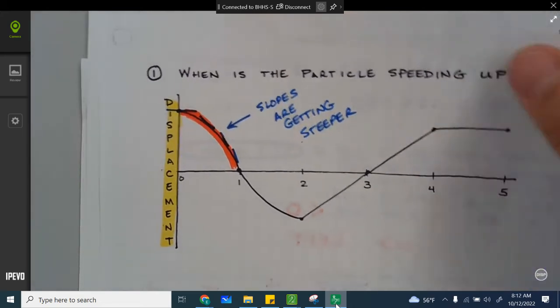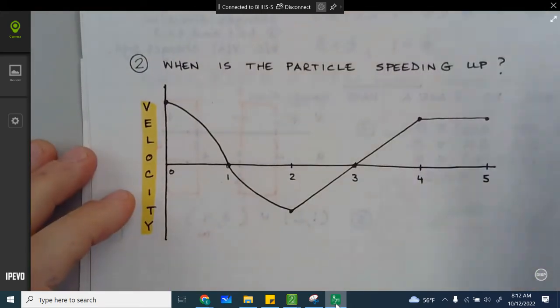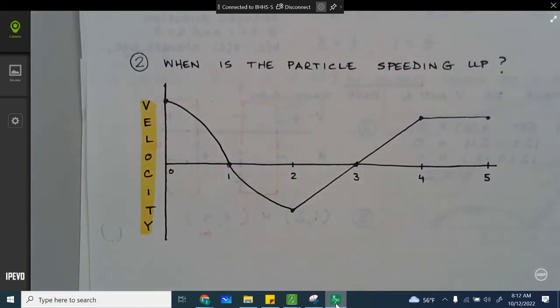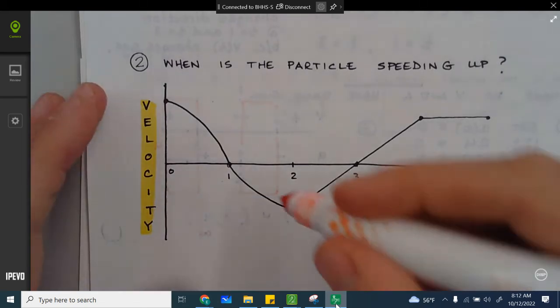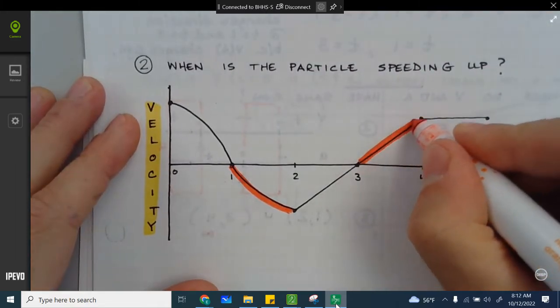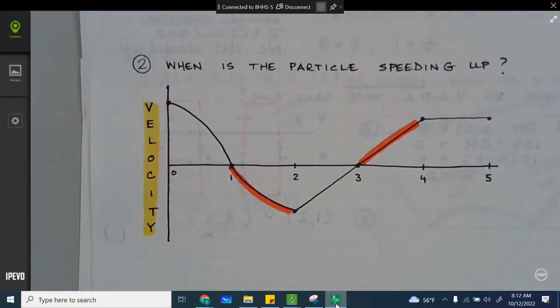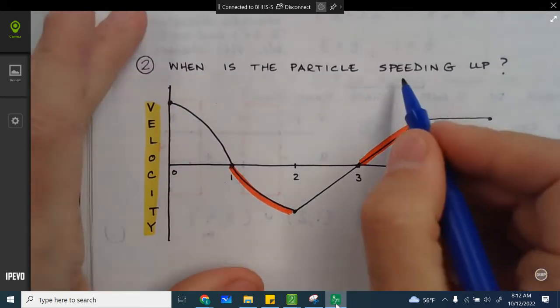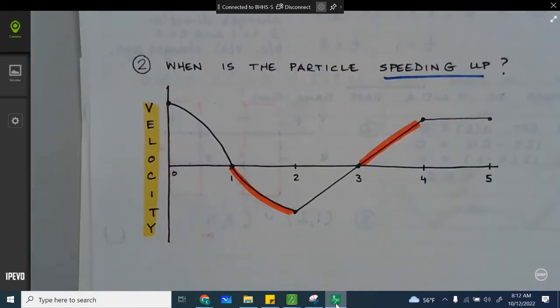Okay, let's take a look at the second one. Any brave souls want to tell us where we are speeding up this time? Alex, you're a brave soul. 1 to 2 and 3 to 4. You got it. Now, there's two ways you can figure this one out, and I would like to talk through both of those ways. Option number one is this. If it's speeding up, what do you know about the velocity and the acceleration?